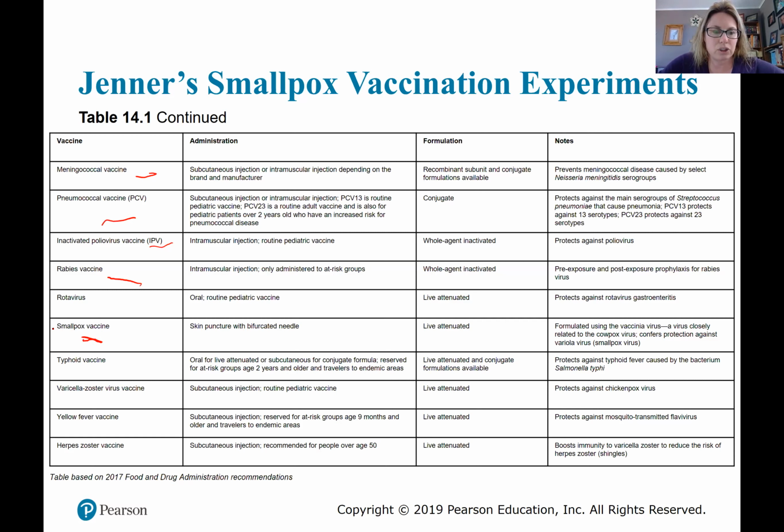Let's see, the chickenpox vaccine, and herpes zoster is going to be the shingles vaccine. Those are the ones that we typically would see here in the US.